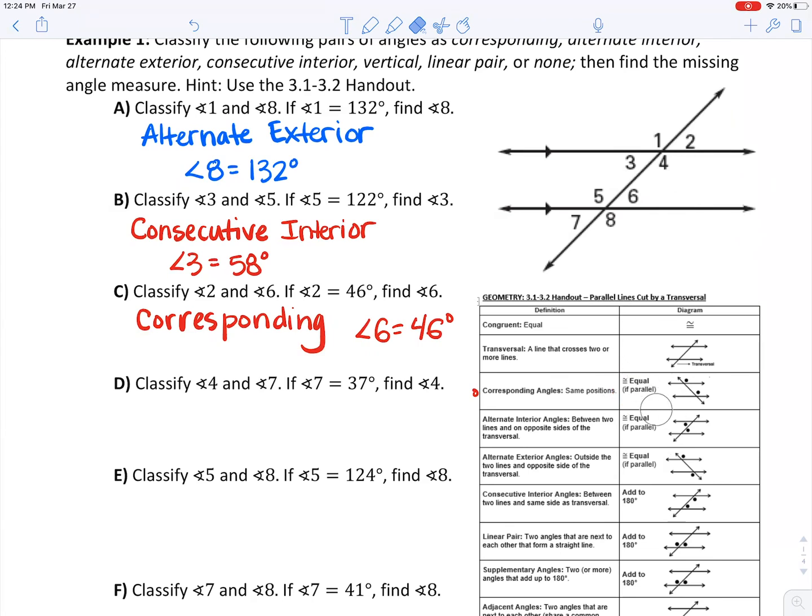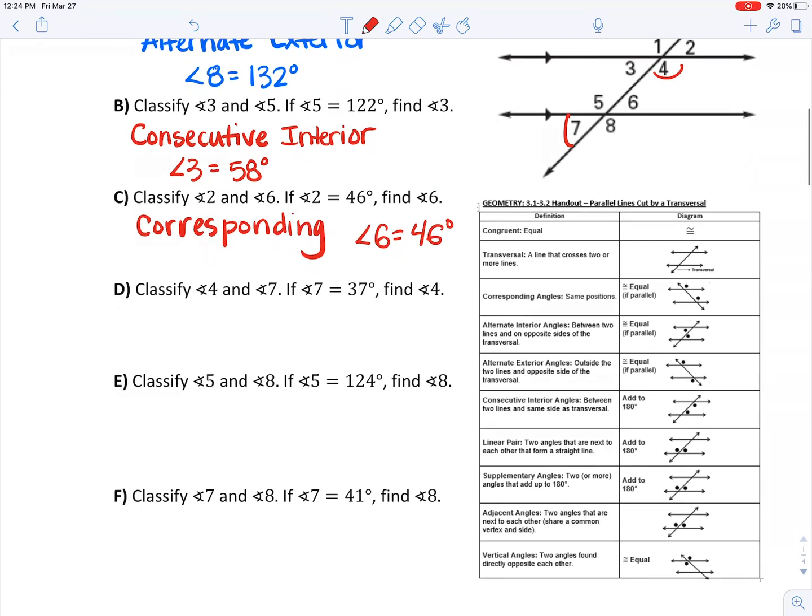Okay, looking at letter D, we have angle 4 and 7. Here's 4, here's 7. Now if I look at my handout, I'm looking at the diagram column. I do not see any of these that look the same. So I'm going to write down none. But we still do have to find angle 4 if angle 7 is 37 degrees.